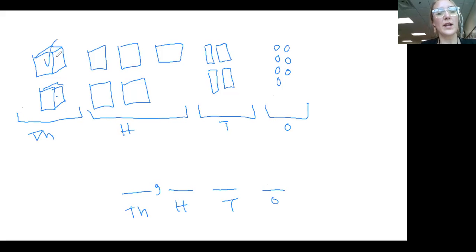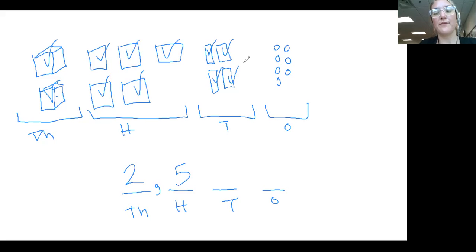I see that there are 1, 2 blocks in the thousands using thousands blocks. So I'll write a 2. There are 1, 2, 3, 4, 5 in the hundreds. There are 1, 2, 3, 4 in the tens. And there are 1, 2, 3, 4, 5, 6, 7 in my ones. Double check that you have the correct standard form, and then erase.